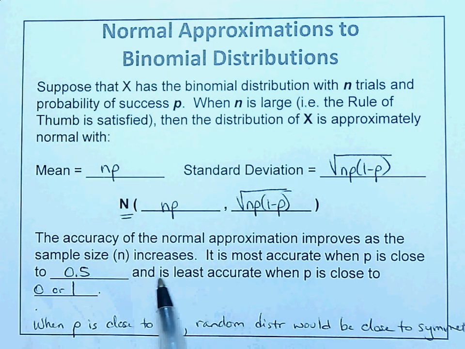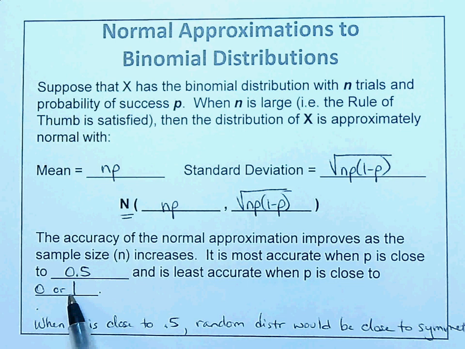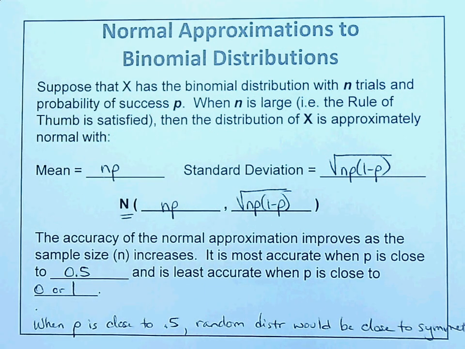It is least accurate when p is close to 0 or 1, and it takes a lot more samples when I have a probability close to 0 or a probability close to 1, probability of success. It takes a lot more samples to get it so that I can use the normal approximation.